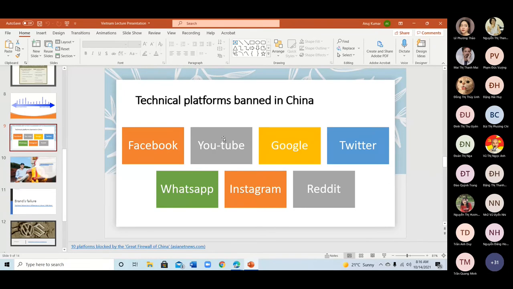Around the world, the most prominent search engine is Google, but not in China. The most prominent search engine there is Baidu. Again, there is a cultural difference. I'm not saying people are not using Google in China. There are people from higher income groups who are using Google and all, but mainly the common population is using Baidu and all.